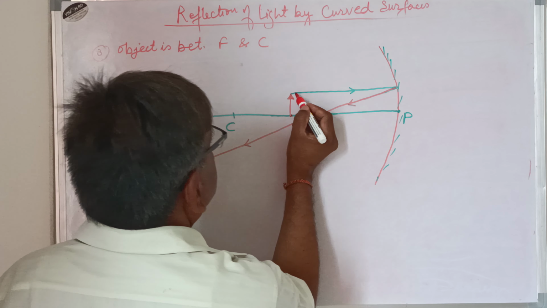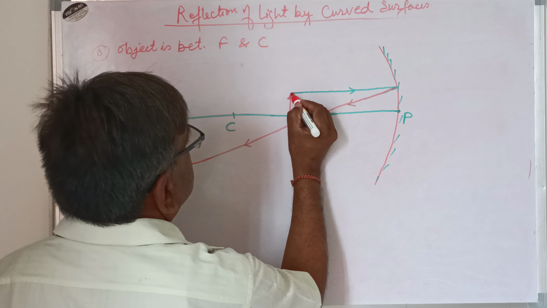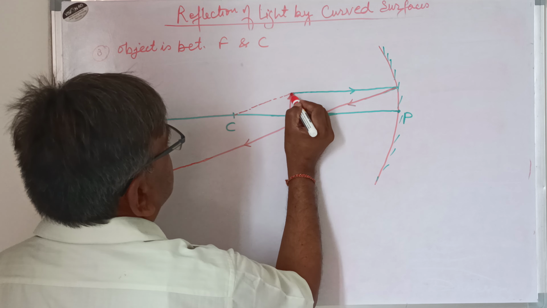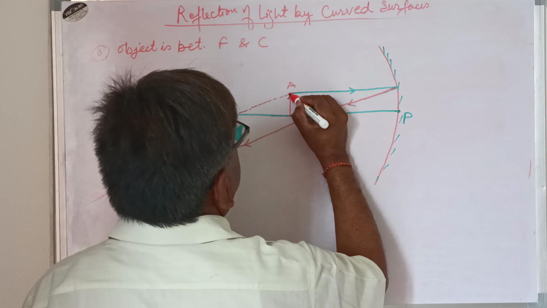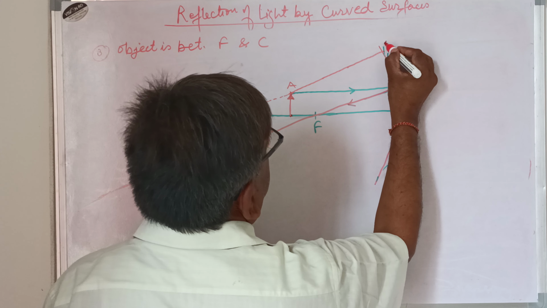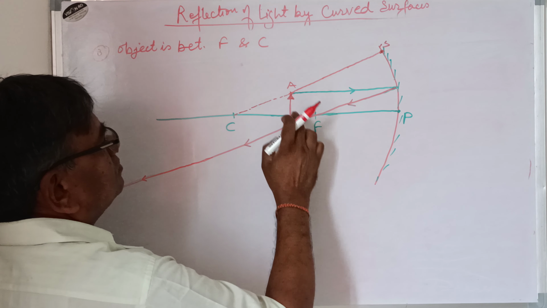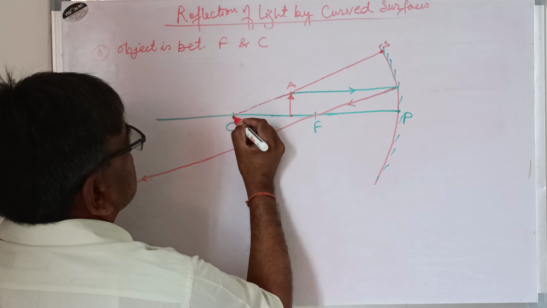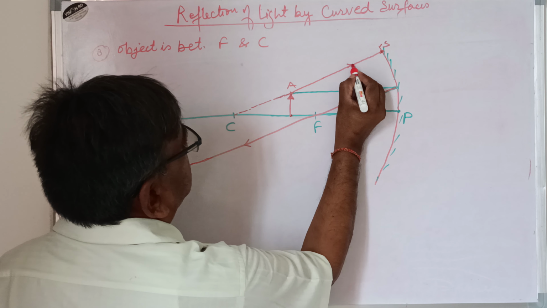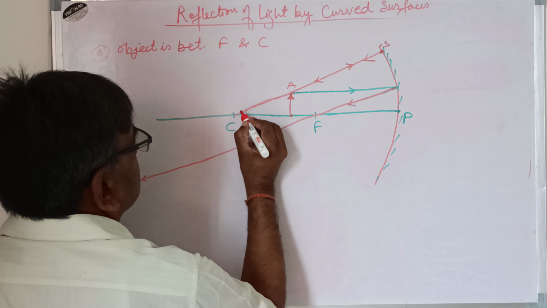Now take a second ray from this tip. Let the ray pass in such a way that it falls normally. If you join these two points, point A of the object and C, and extend this line, let this be point S. The ray strikes the mirror at this point. Since this line is along AC, this CS is the radius of curvature. So after striking the mirror, this will return back on the same path.